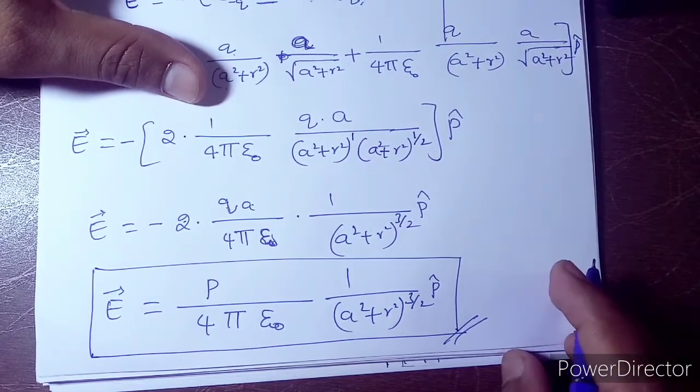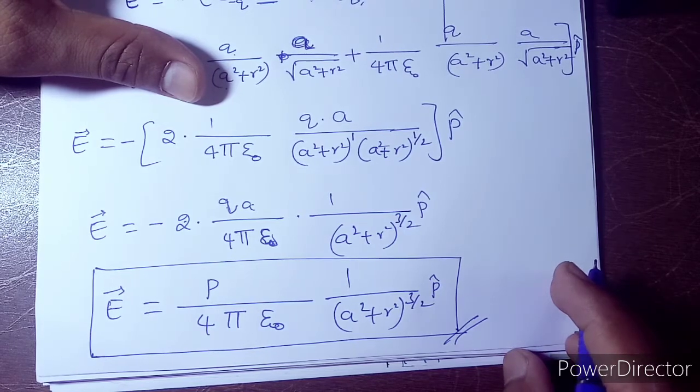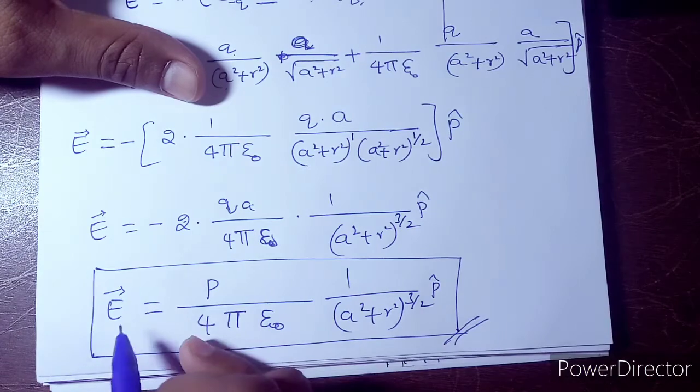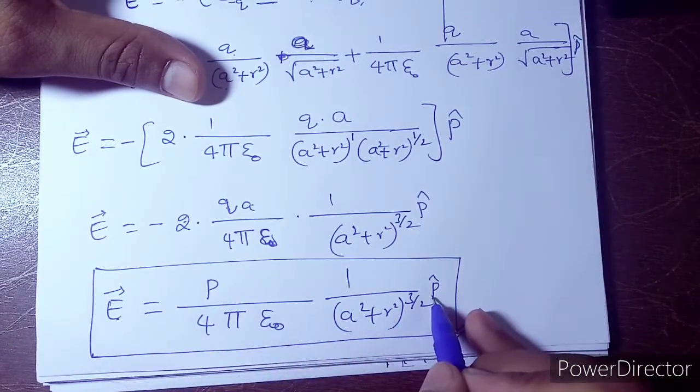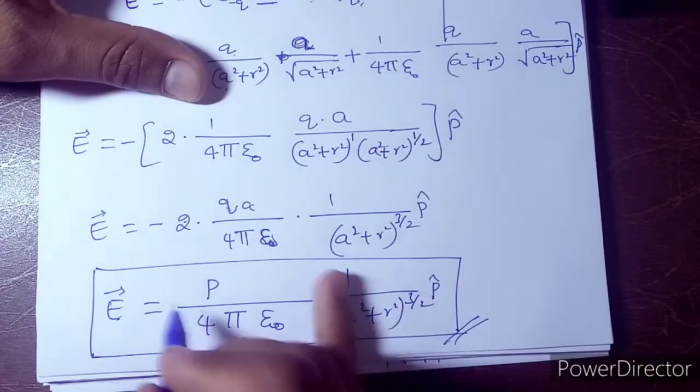Okay, so this is the expression for the electric field due to a dipole at a point on the equatorial plane of a dipole. And here the electric field is opposite to p, so that's why we will be having a minus here.